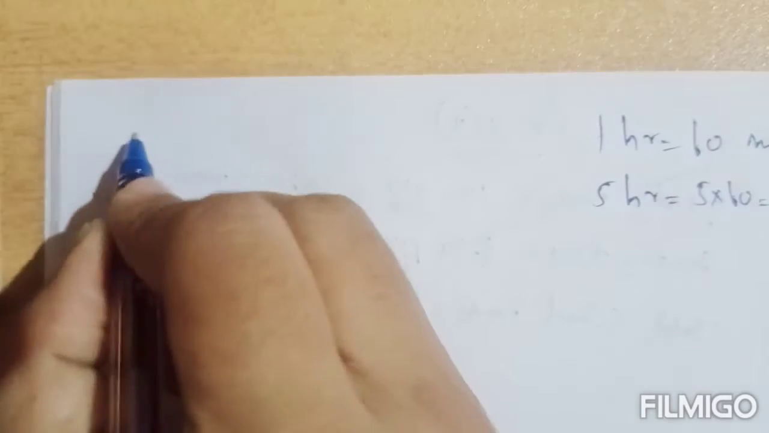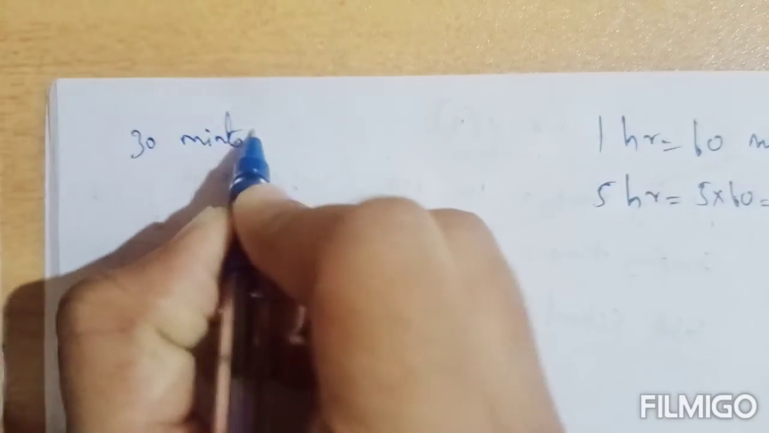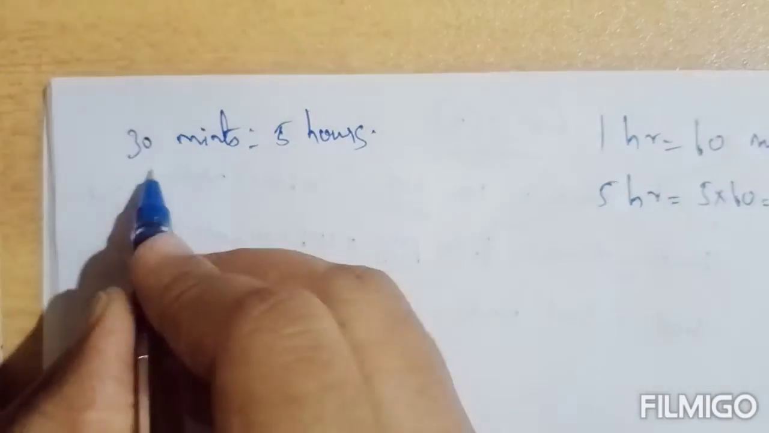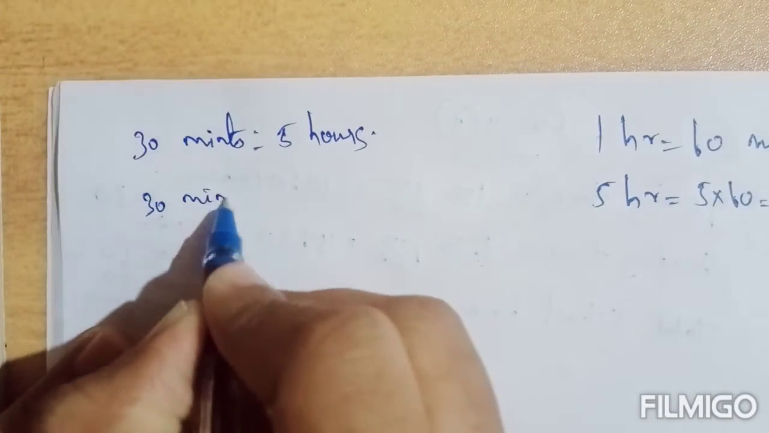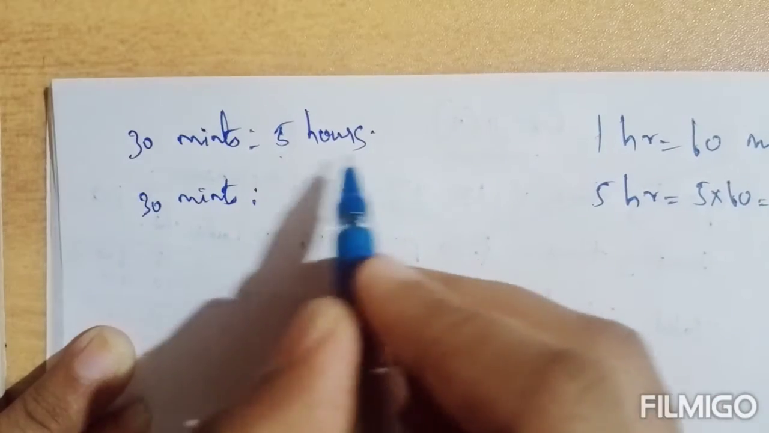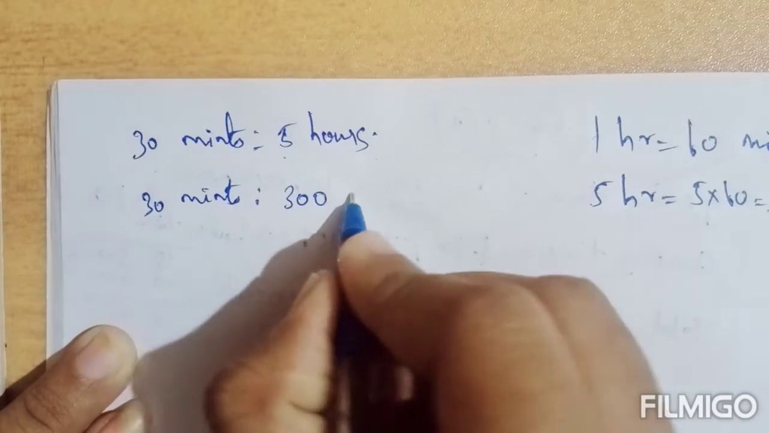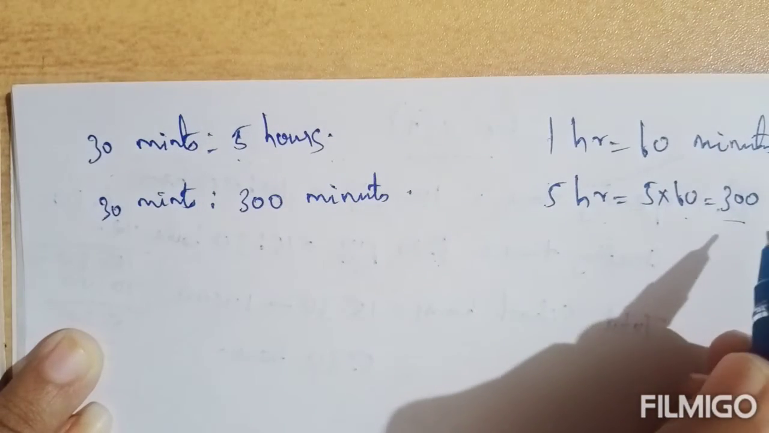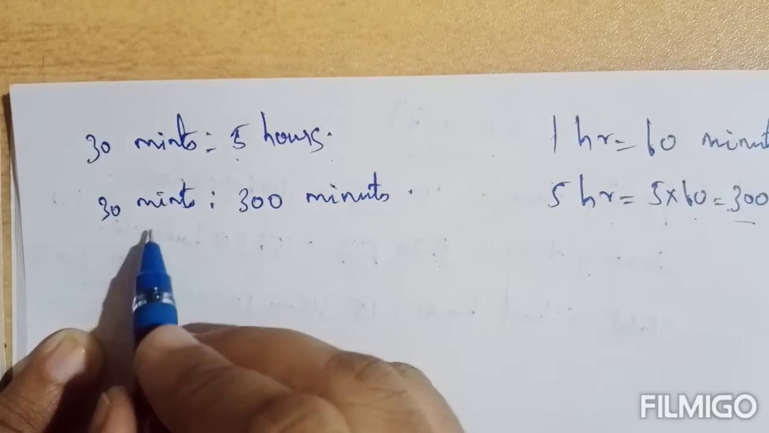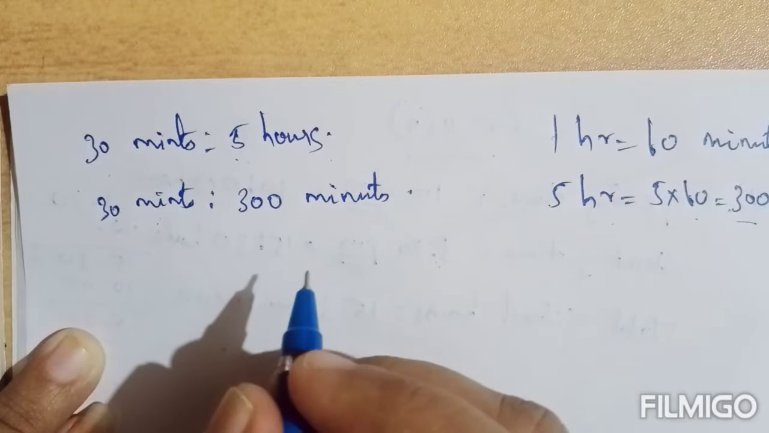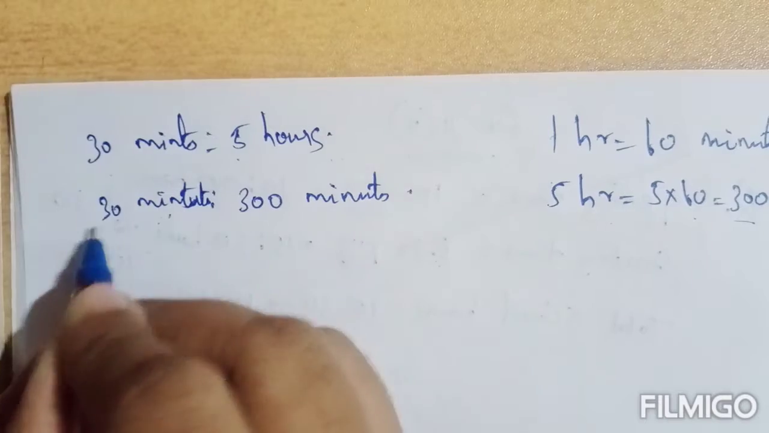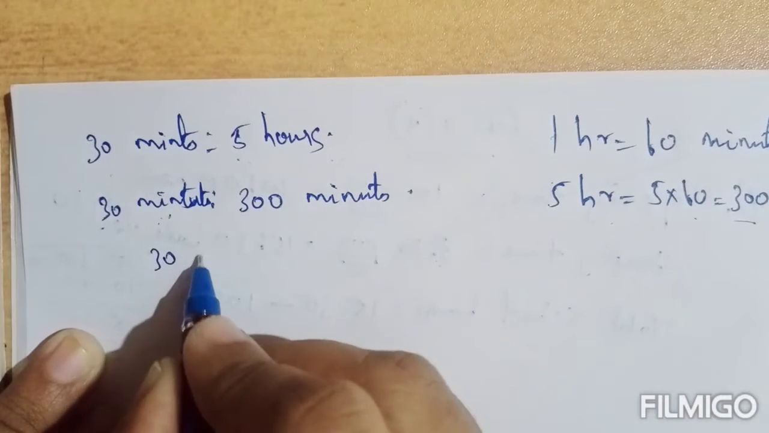We have to find the ratio of 30 minutes to 5 hours. In place of 30 minutes you can write 30 minutes itself. In place of 5 hours we can write 300 minutes. In order to find the ratio, both quantities should be in the same unit. Both are in minutes now. So 30 minutes by 300 minutes, we can write it like that.